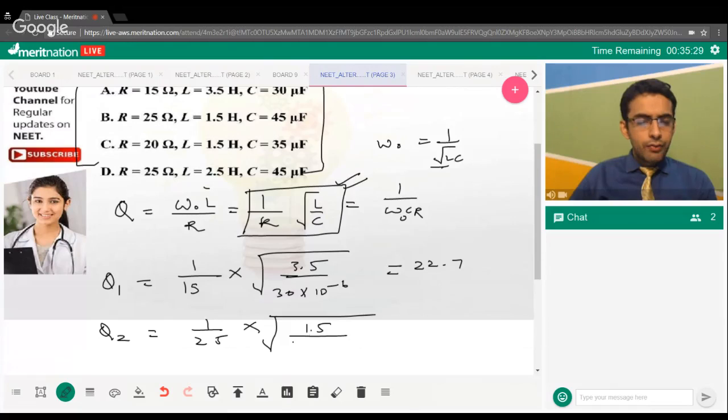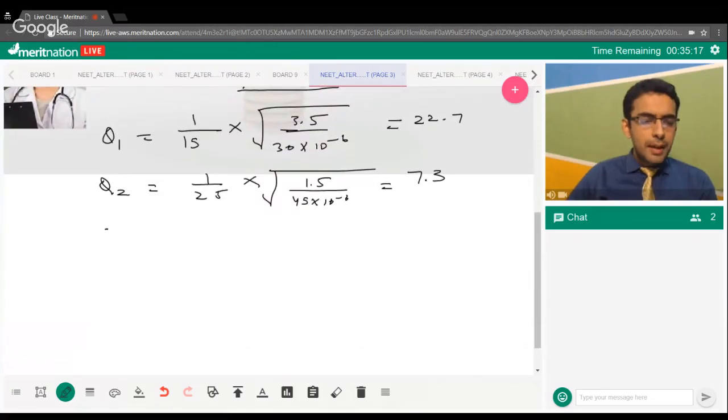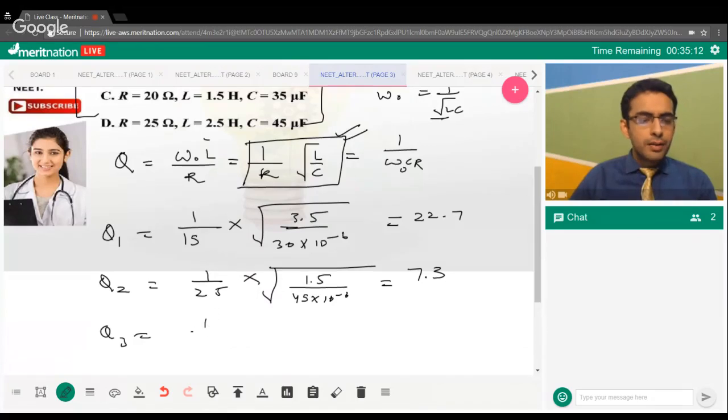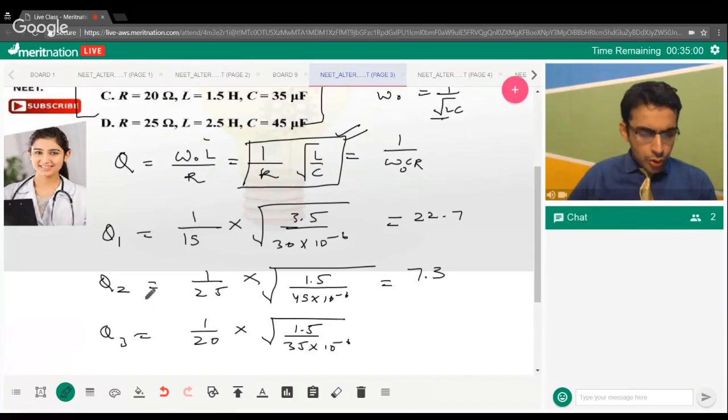So yes, it's 45 into 10 to the power of minus 6. If you calculate the value, it will come to approximately 7.3. For the quality factor of the third type of circuit, Q3 is equal to 1 by 20 into under root of 1.5 into 35 into 10 to the power of minus 6. Obviously, this one is also lesser than the first one. If you calculate, you'll get approximately 10.35.